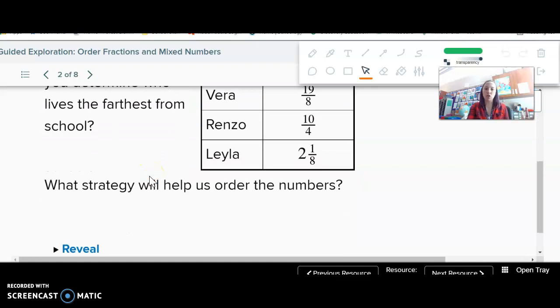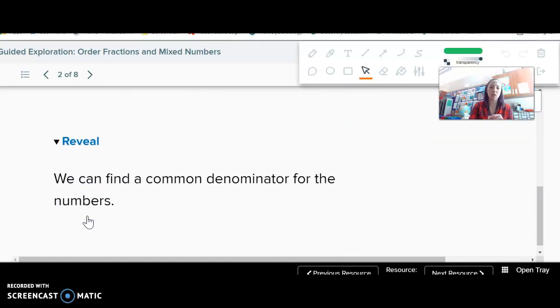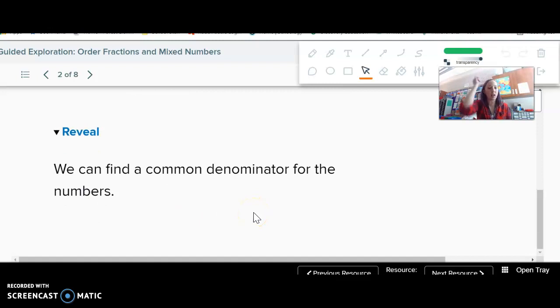So, what strategy will we use? Well, the first strategy we can use is we can find a common denominator. So in your notes, go ahead and write find a common denominator as strategy number 1. That's the one we'll go over first. It'll definitely connect to when we add and subtract, because we always find a common denominator when we add and subtract fractions. So you have lots of practice space where you can write down what I'm doing so that you have examples to look back at.